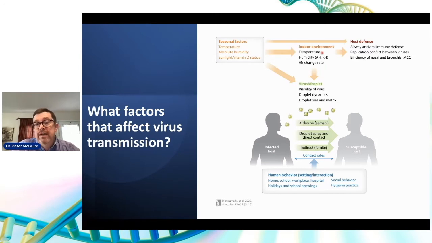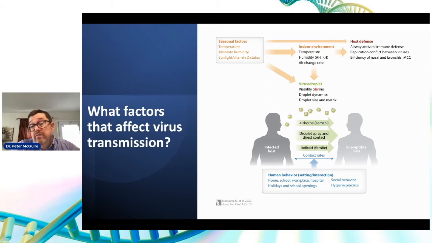Indoor temperature and humidity, or the air change rate, whether it's recirculated air, especially for droplet-based infections like influenza or SARS-CoV-2. Host defense properties, such as how good is your antiviral immune defense? How good is your immune system at fighting off those viruses? Replication between viruses, and an efficiency of transmission, or the ability of viruses to enter your respiratory passages.